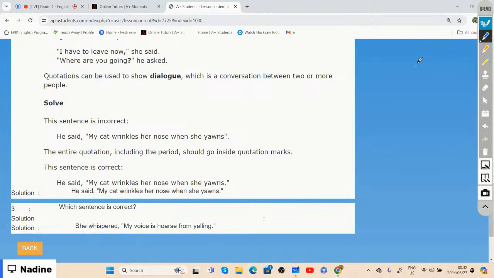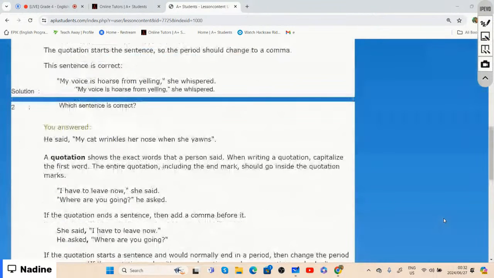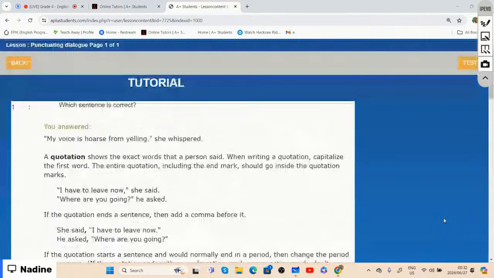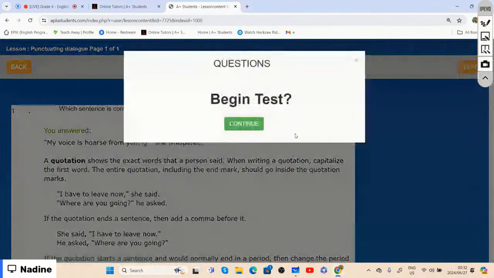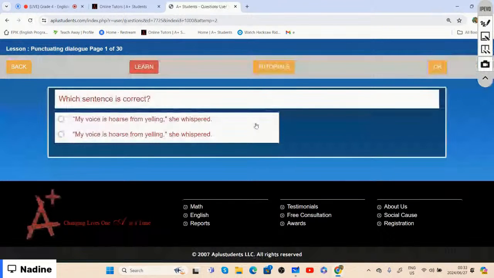All right. So now let's go to our test, right? So we're going to our test where we are going to be punctuating dialogues. We need to say what is correct and what is between the quotations, right?